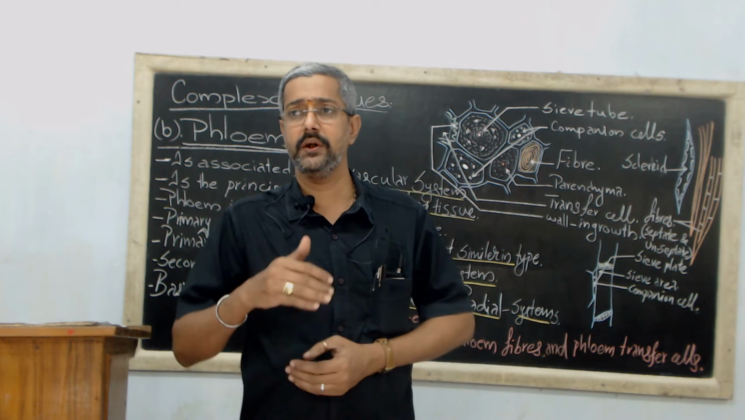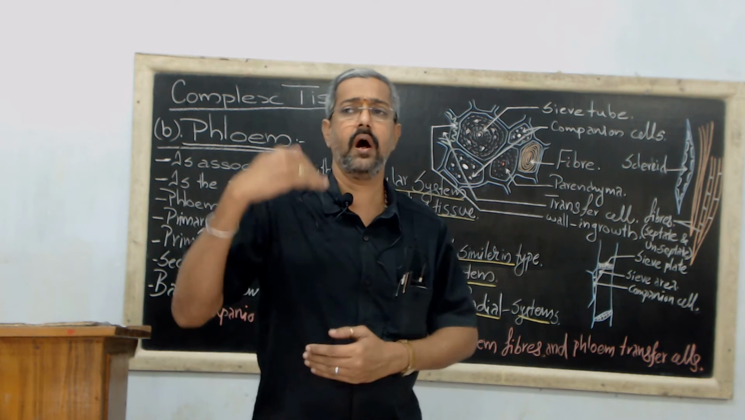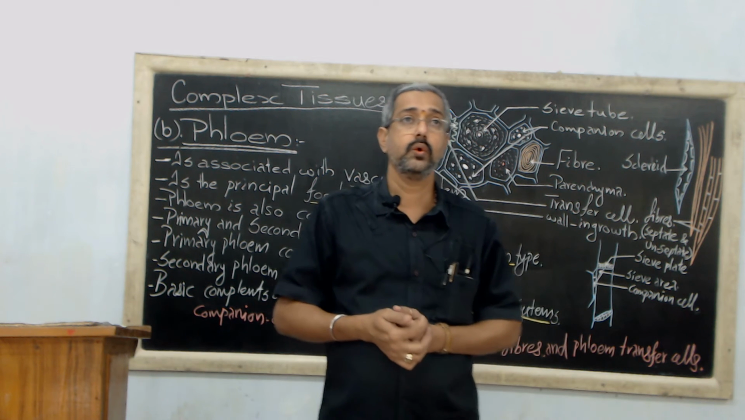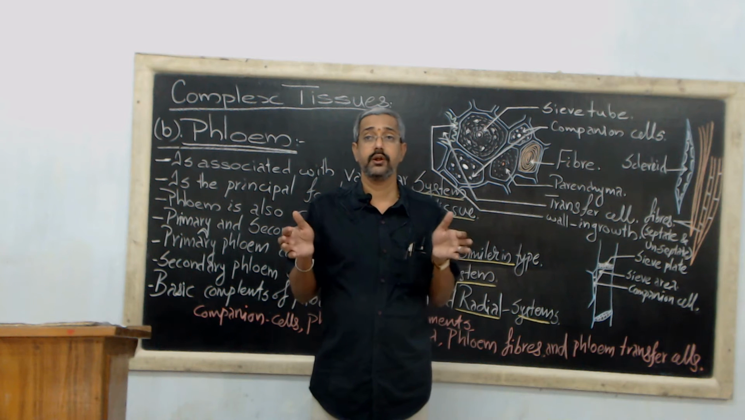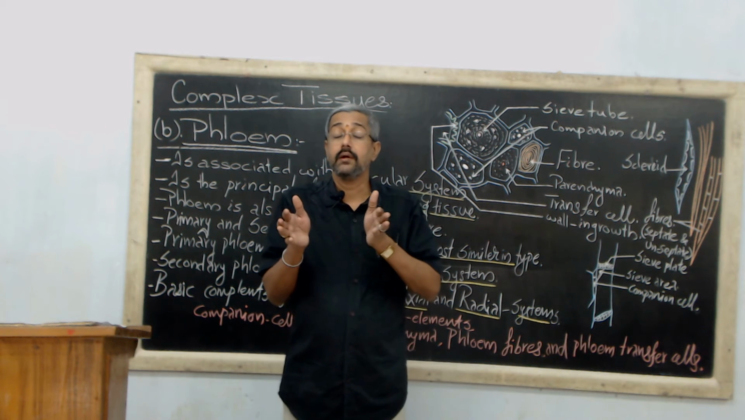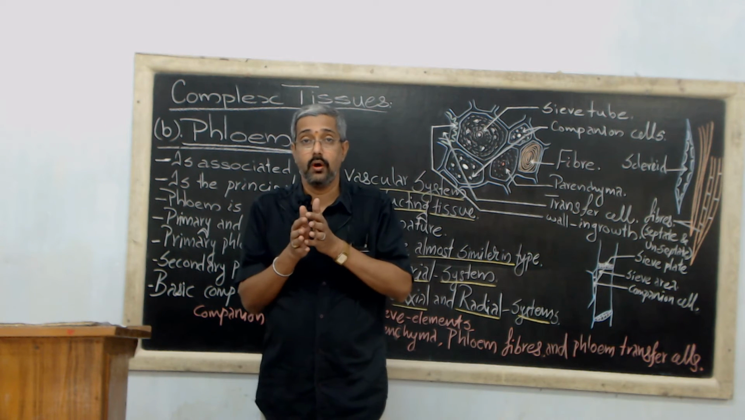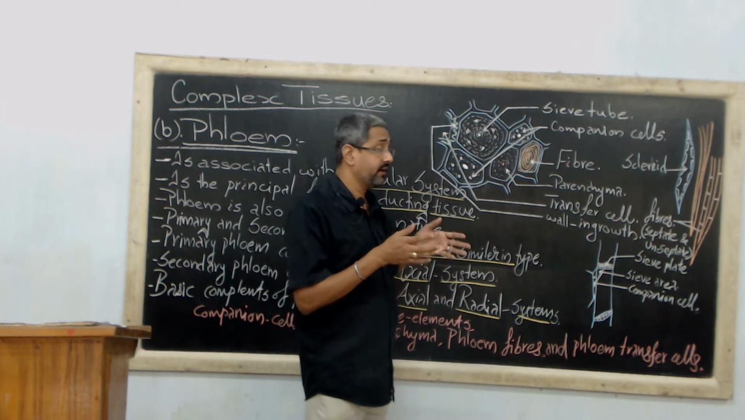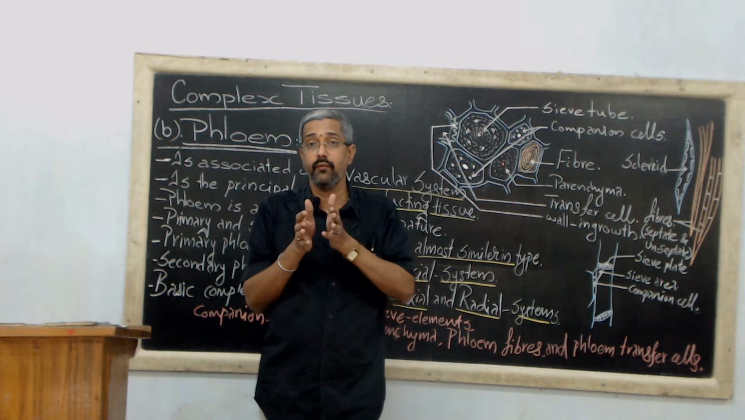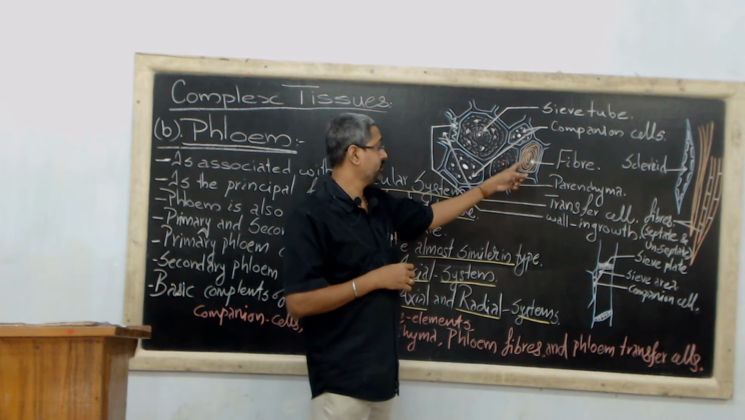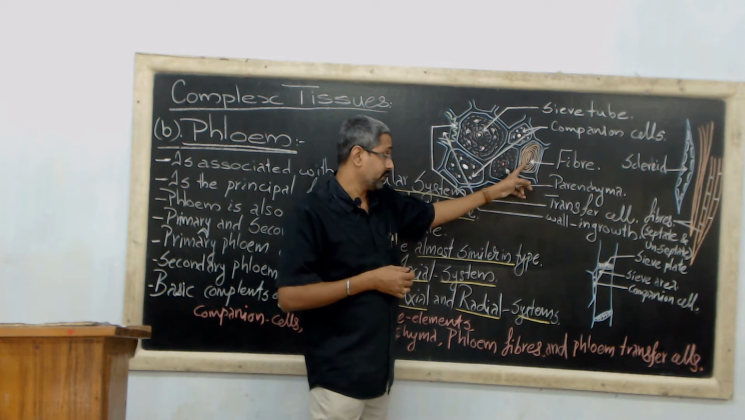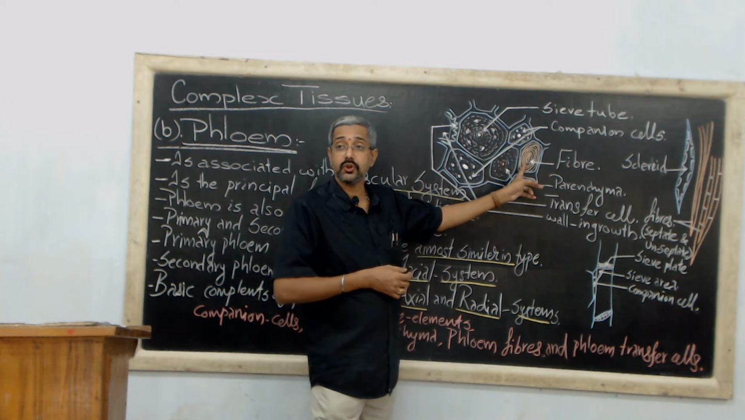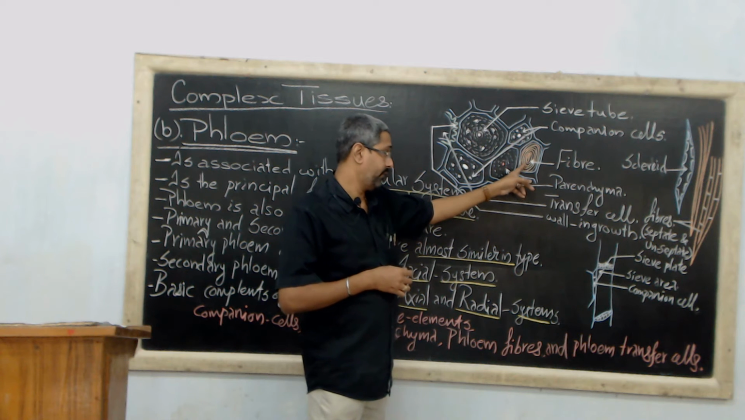What happens? The phloem is positioned in the outer region. Due to the stelar and extrastelar thickening, the phloem tissue might be disintegrated. To avoid such disintegration or compression of phloem tissue, some cells become thick-walled and dead in nature, and thereby we can see the fibrous cells in the secondary phloem.